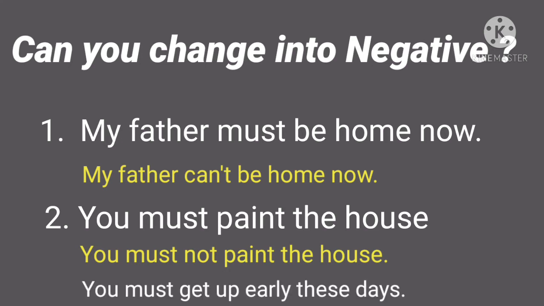You must get up early these days. The negative, you must not get up early these days, means if something is necessary to be done, we say you must do it. But when it's necessary not to do it, we use must not. You must not do it means don't do it.